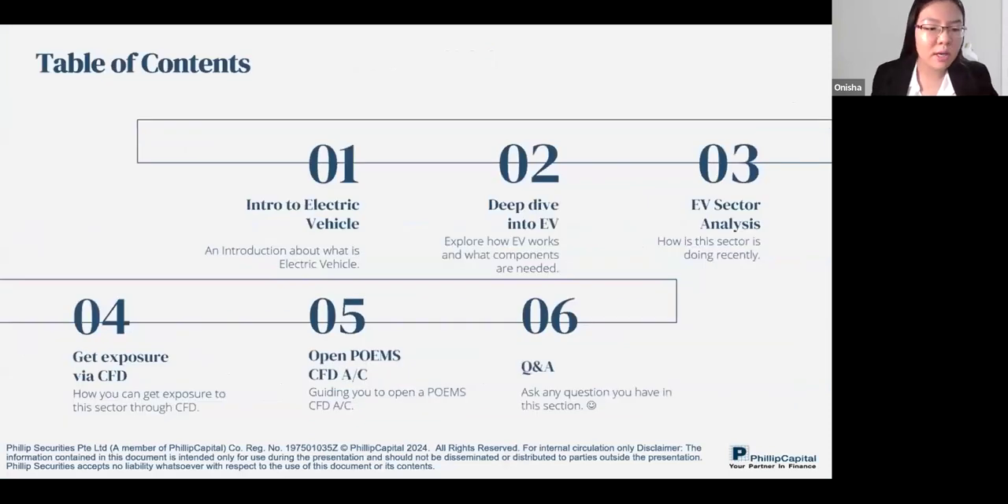Here are the table of contents for today. The first section, we will get into knowing what is EV. Second, we will deep dive into EV in terms of how it works and what components are needed to build an EV. The third section will be the EV sector analysis, so how this sector is doing recently. The fourth section is about getting exposure via CFD. The fifth is I'll guide you on how to open a premium CFD account, and the sixth section would be the Q&A.